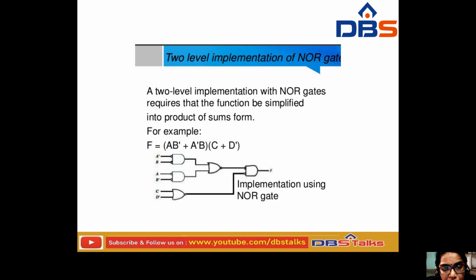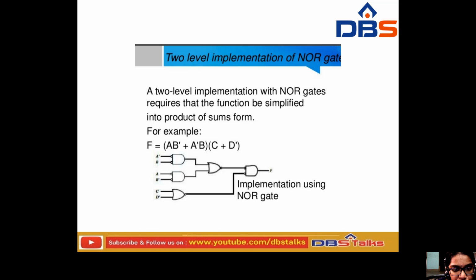What is the two level implementation of the NOR gate? Two level implementation with NOR gates requires the function to be simplified first into the product of sums form. For example, it should be like (AB dash plus A dash B) into (C plus D dash). For AB dash you have to take the AND gate here, and this is A dash B. For the sum of these, you have to use the OR gate here.